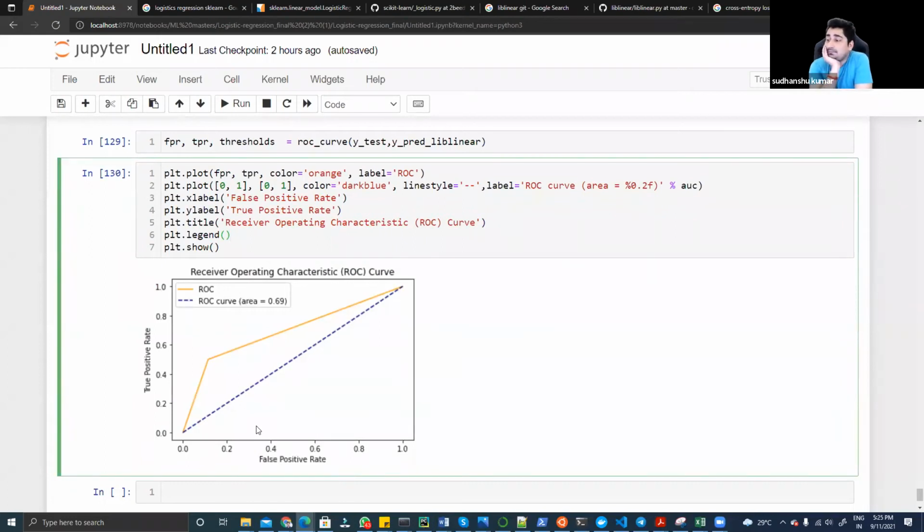So is it fine? Again, you can check for both the models. That's completely fine. Whichever is giving you a maximum AUC, you will try to select that particular model. So AUC is finally giving you an area.